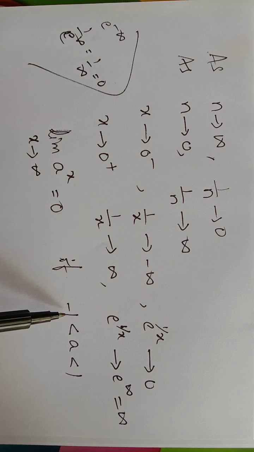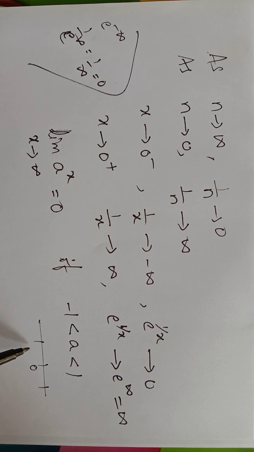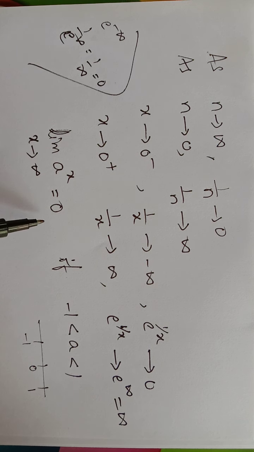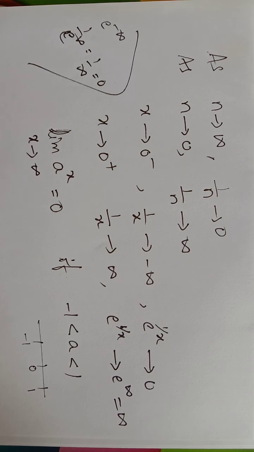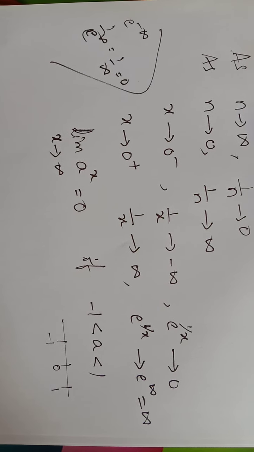Whether it is in the negative region, below 0 up to minus 1, or above 0 up to plus 1, 0 point something or minus 0 point something, all these values approach 0 as x approaches infinity. Whenever the power is higher, this value approaches 0. Okay, with this you can also remember a few shortcuts related to these exponential terms.